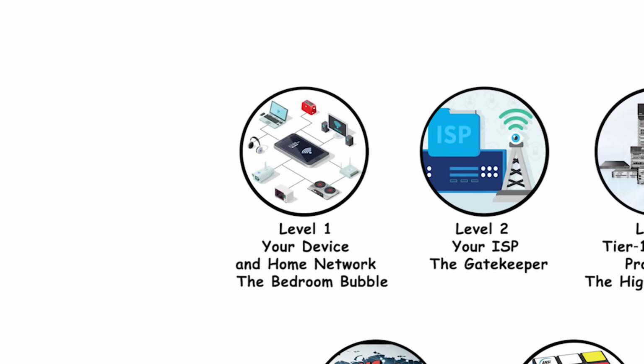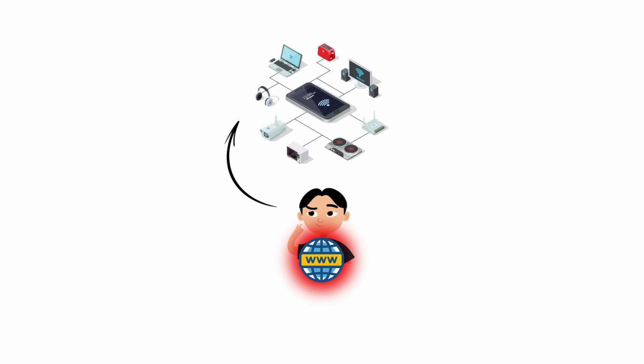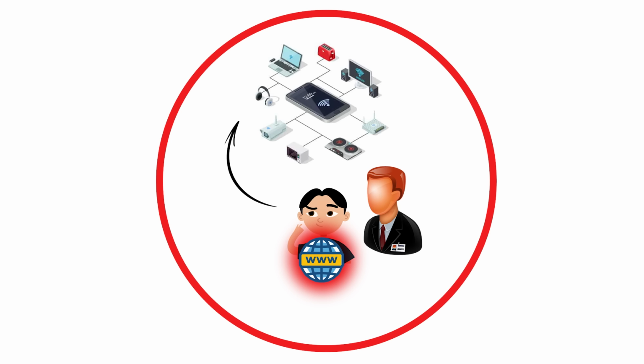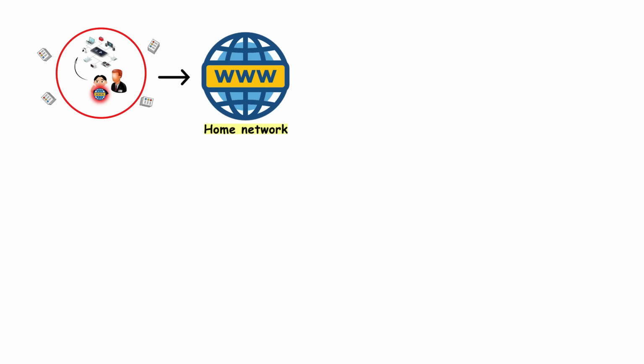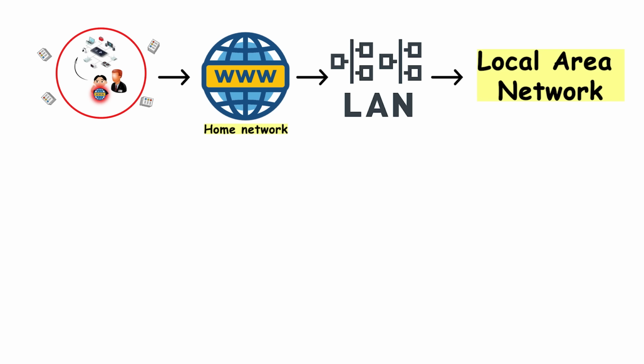Level 1. Your device and home network. The bedroom bubble. At the very bottom, you control a tiny piece of the internet, your own devices, and your home network. This is your personal bubble where you're actually in charge, but it ends the moment your data leaves your house. Your home network is called a LAN, which stands for Local Area Network.